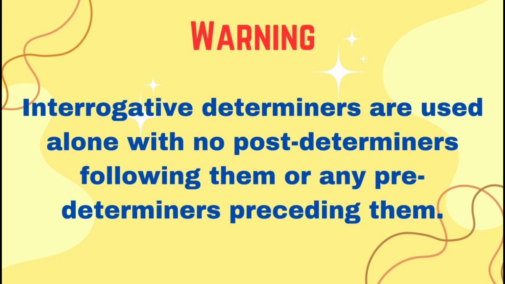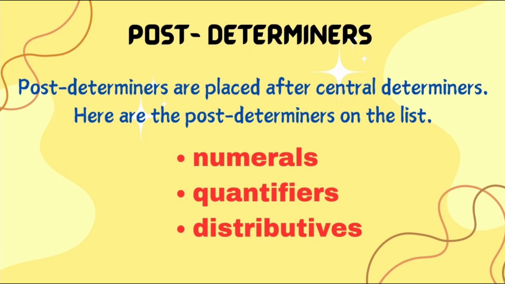Now keep in mind that interrogative determiners are used alone, with no post determiners following them or any predeterminers preceding them. It means we do not use any other determiner before or after interrogative determiners. Now let's understand the third category of determiners, that is post determiners. Post determiners are placed after central determiners. Here are the post determiners: numerals, quantifiers, and distributives.